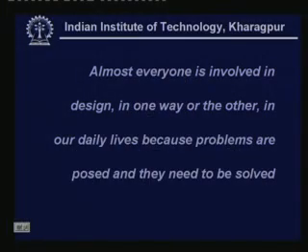So, what we understand as a whole is that almost everyone is involved in design in one way or the other in our daily lives, because problems are posed and they need to be solved. In each and every walk of life, a problem is a design. You are designing continuously.